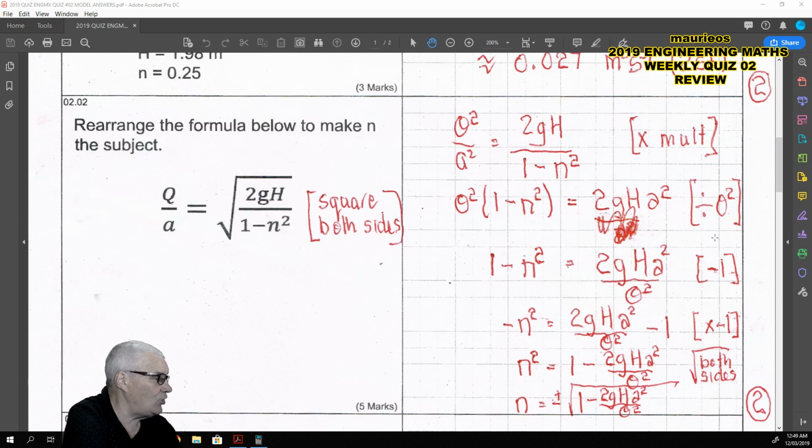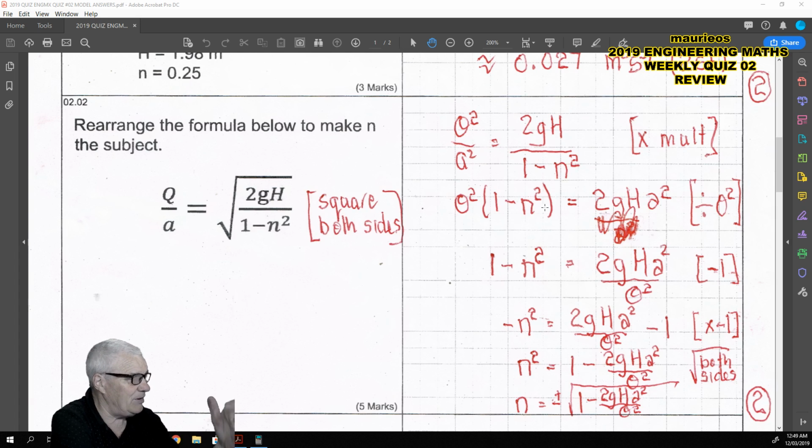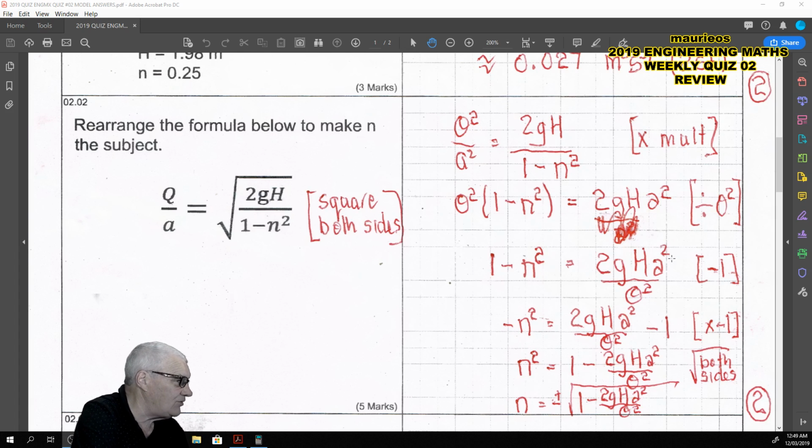So the next thing we're going to do is we're going to divide through by q squared. Because this is a number times a number. So we want to try and get this n on its own. So we're going to divide through by q squared, which sort of gets only the n variable on one side. So that gives us this here. We get 1 minus n squared by doing that, because the q goes away. And then that gives us 2gha squared over the q squared that we divided by.